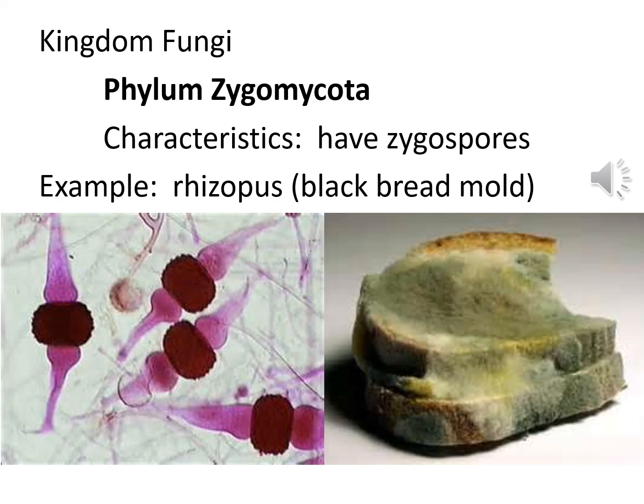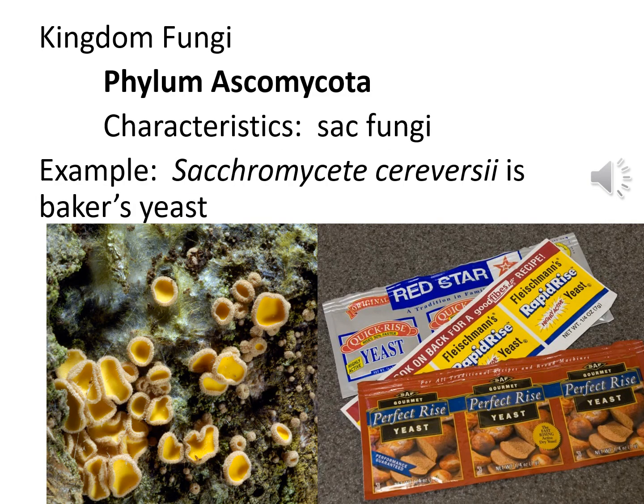Saccharomyces cerevisiae is better known as baker's yeast. It's in phylum Ascomycota. The characteristics would be a sac fungus. Asco refers to sac, and mycota would be fungi. Now, this is not like you've got a plastic bag at the grocery store, not that kind of sac, although the picture on the left clearly does have a depression.